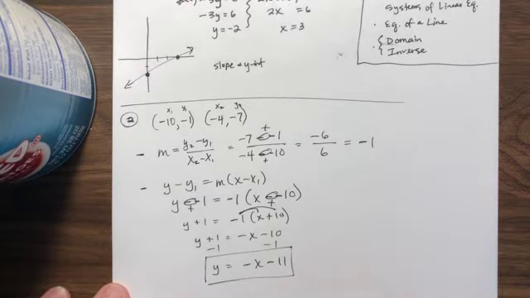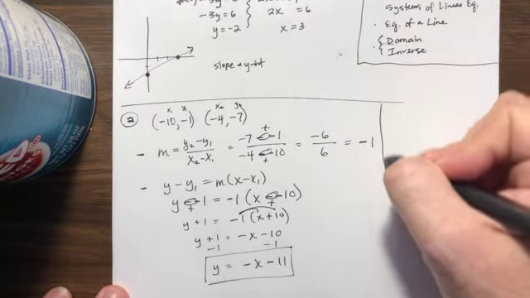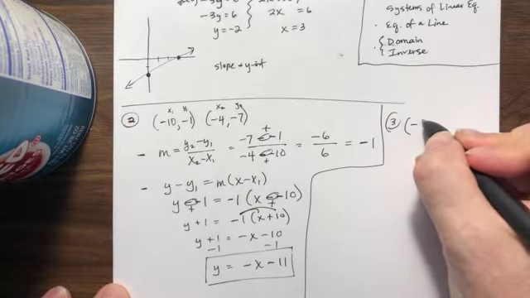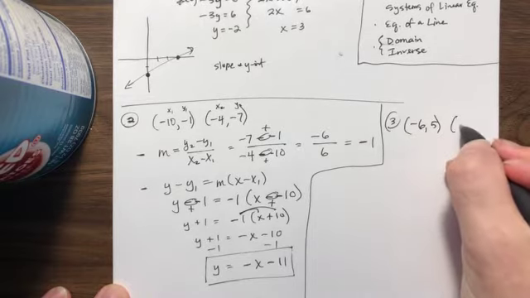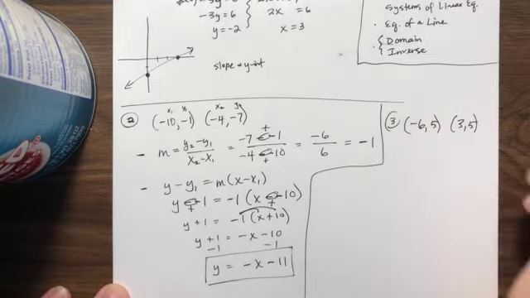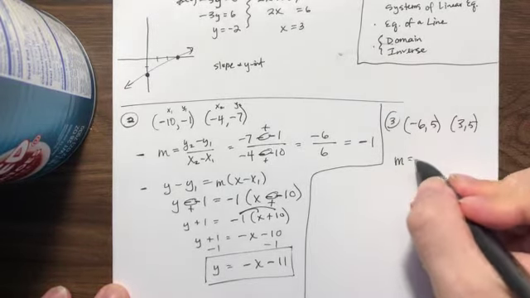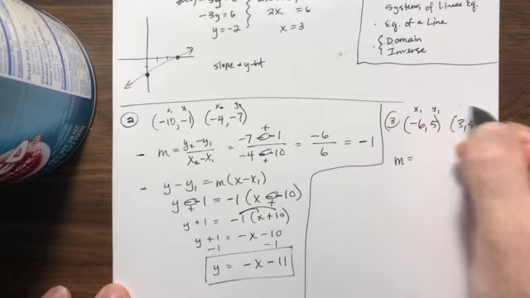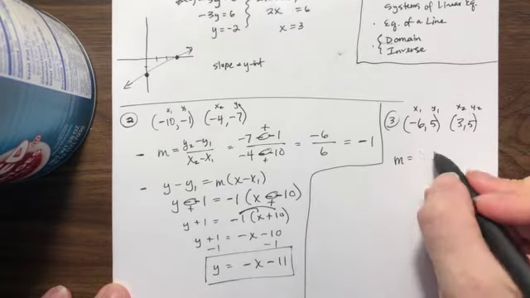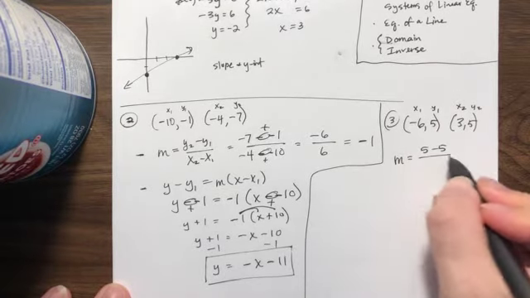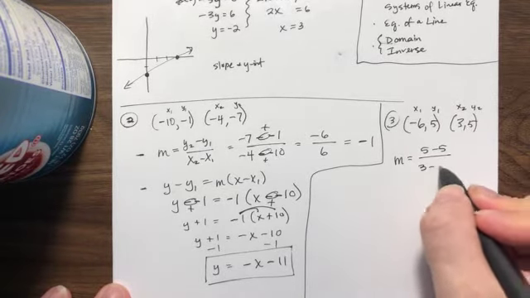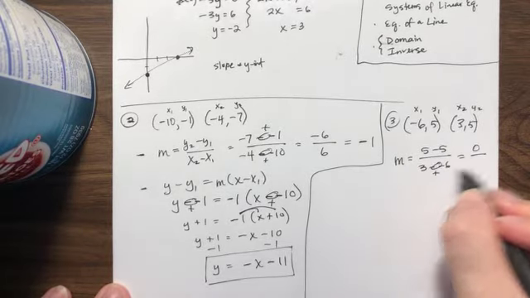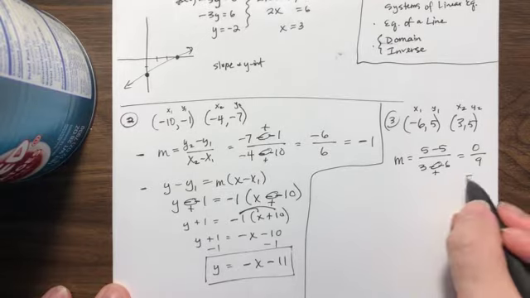Okay. Number 3 is another one just like it, except different numbers. You know, good practice. Negative 6, 5, 3, 5. So again, slope is y2 minus y1. We'll label x1, y1, x2, y2. And I get 5 minus 5 over 3 minus negative 6. Well, that's 0 over 9, which is 0.